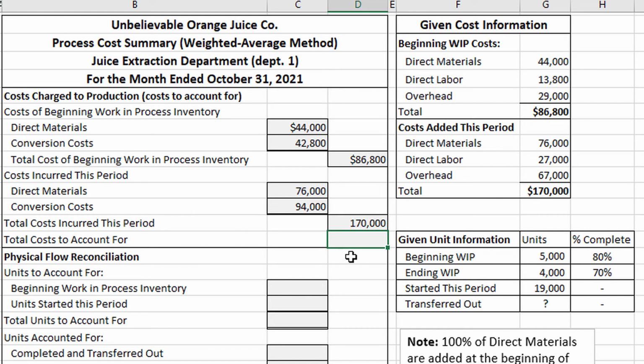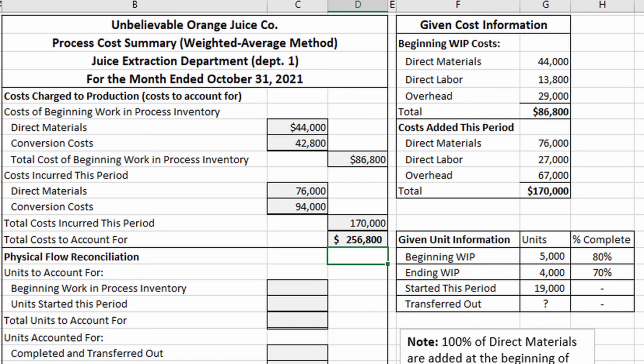The total costs to account for are equal to the sum of the cost of beginning work in process inventory plus the total costs incurred this period, the left-hand side of the equation we discussed earlier. So when we add those two numbers together, we get the total costs to account for of $256,800.